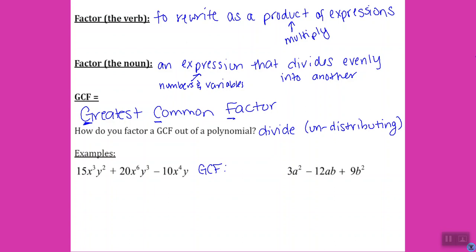So looking at the numbers first, 15, 20, and 10. The largest number that divides into all of them would be 5. Then we have an x cubed, an x to the 6th, and an x to the 4th. The thing that all of them have would be x cubed. And then for our y's, we have y squared, y cubed, and just y. So we can only take a y away from all of them. So we're going to divide all of them by this GCF.